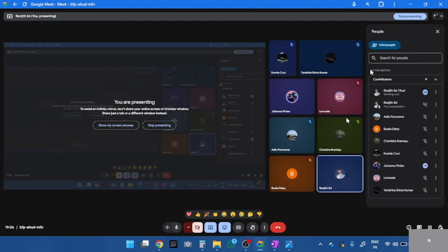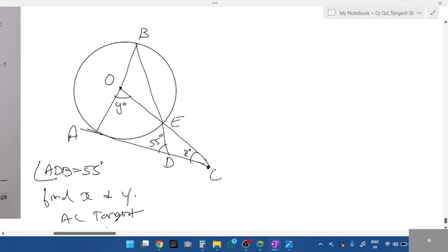Tangent, circle, chord, all properties together, we will solve a question. Look, this is the question, students. In 2019 they had given this question. We need to find the value of x and y.